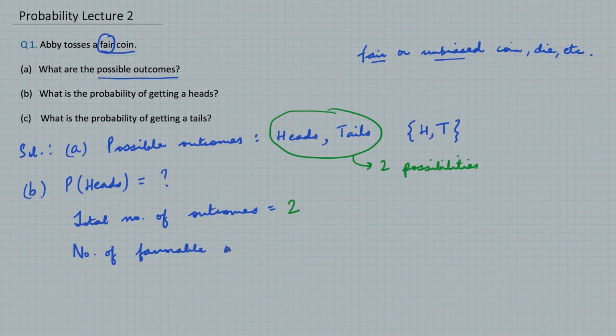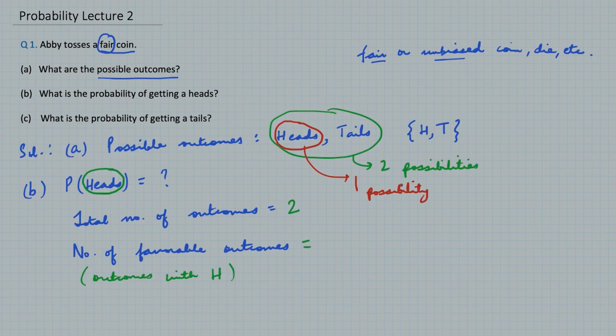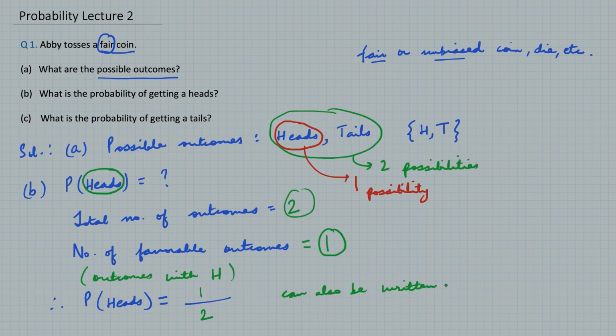Number of favorable outcomes will be the number of outcomes which is heads out of all possible outcomes. From the two possible outcomes, we have only one outcome which is heads. So this will be 1. Therefore, probability of getting a heads will be total outcomes will be 2, which comes here. Number of favorable outcomes comes here. So probability will be 1 by 2. It can also be written as 0.5 or 50%.